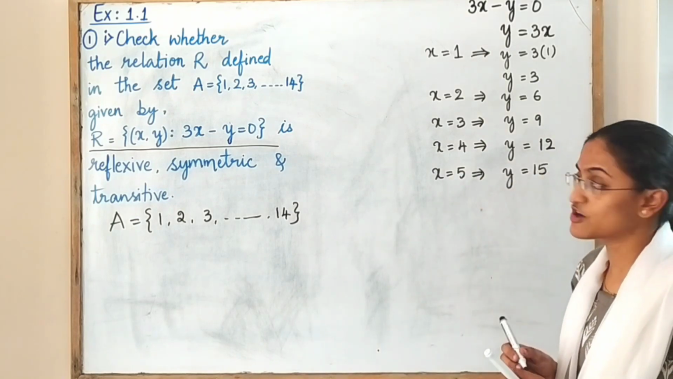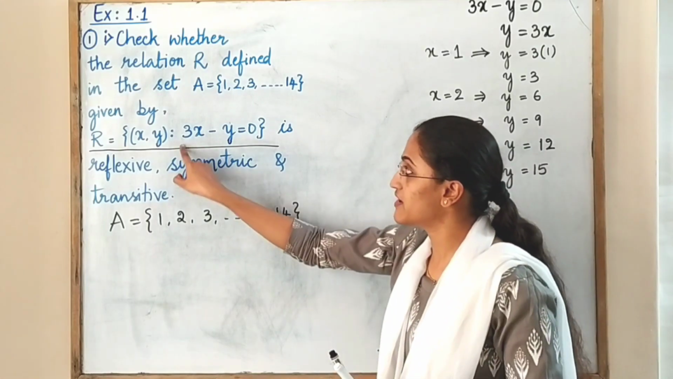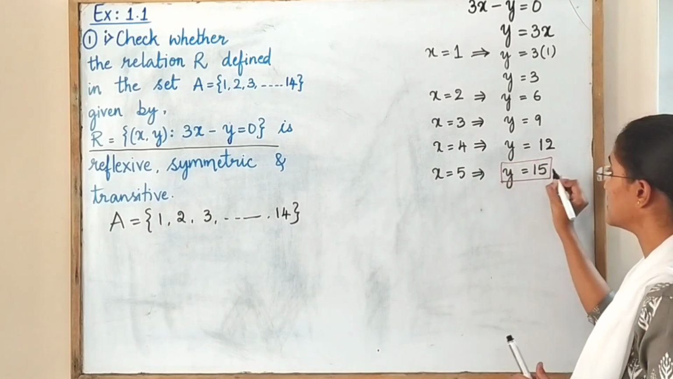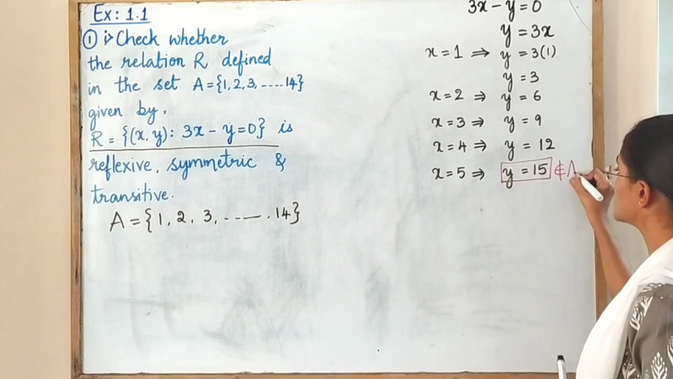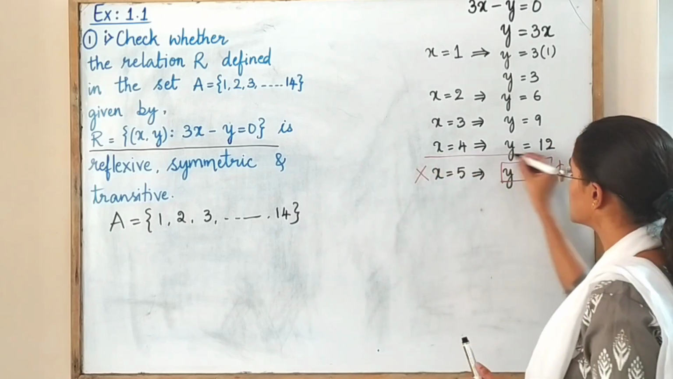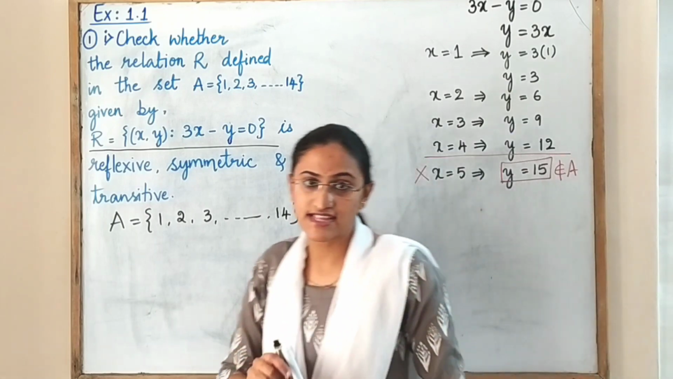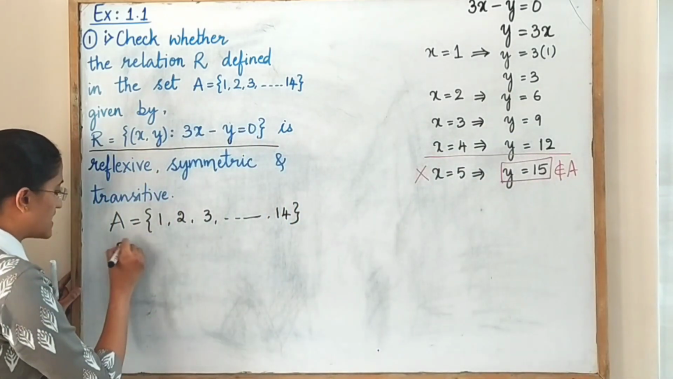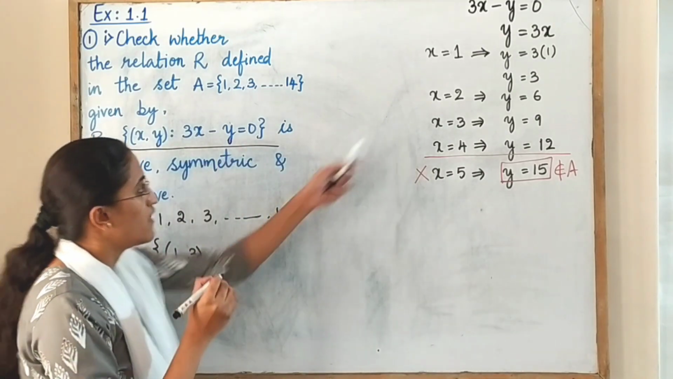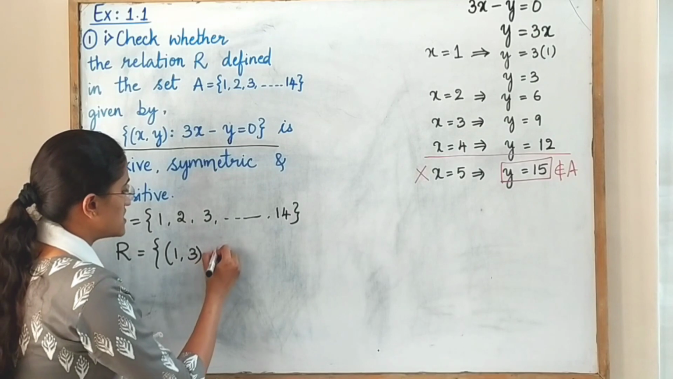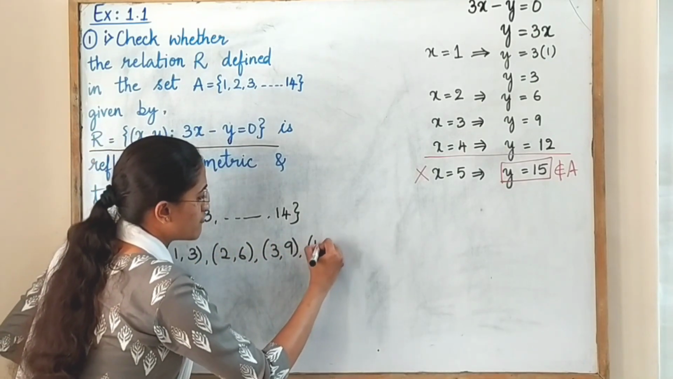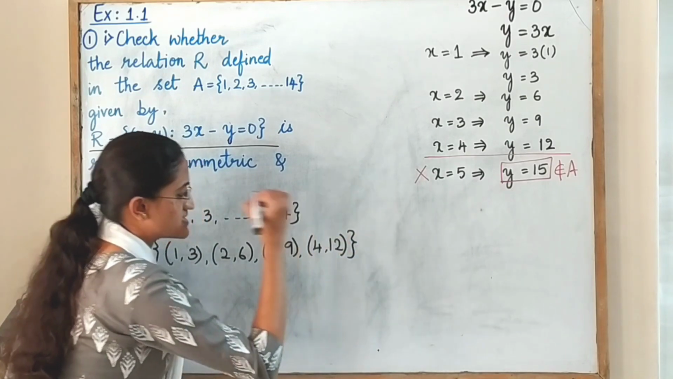But now there is a problem, because the relation is defined on the set A, but here we have the value of y as 15. But 15 does not belong to the set A, and hence you cannot consider this pair, and you can stop here. Therefore, writing this in roster form, we get R with the ordered pairs (1, 3), (2, 6), (3, 9), (4, 12). That's it.